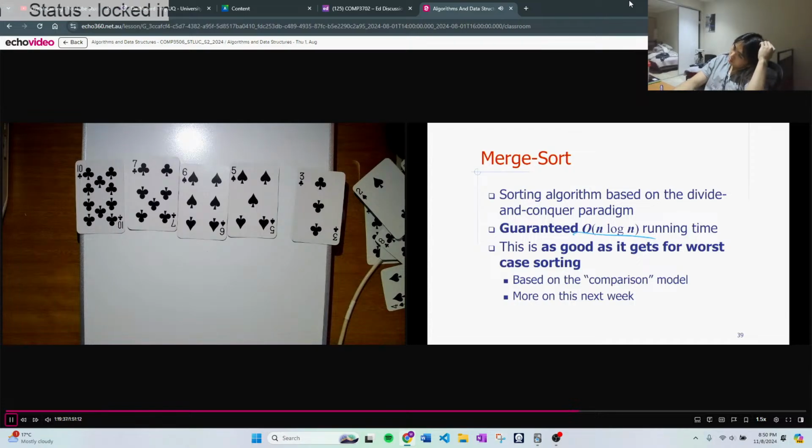And this is actually as good as it gets for worst case sorting based on a comparison model. Now the comparison model just counts how many elements you compare to each other, right? It says, what's the worst case number of comparisons I need to make? You can't actually get better than n log n for comparison-based sorting algorithms. And next week we'll sketch out a little proof that shows why that's the case.